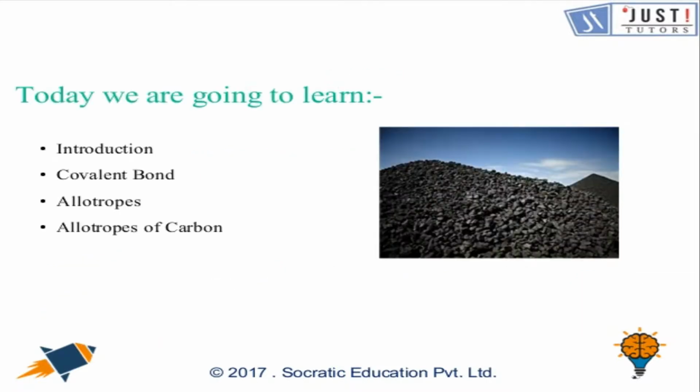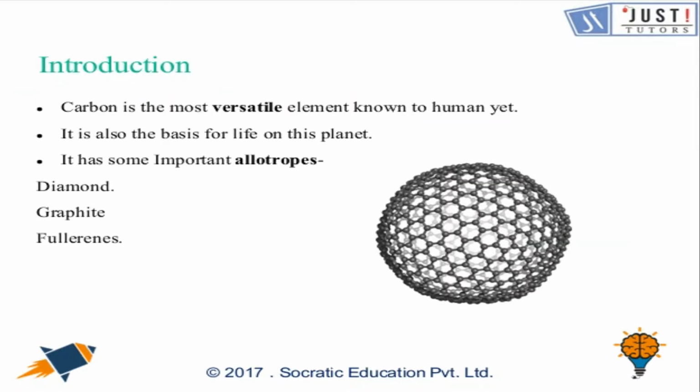So we will discuss carbon, its importance, its different forms, which we call allotropes, and then we will talk about how it makes bonds with other elements, which is covalent bonding. So let's move on. So why are we discussing carbon? Actually, carbon is the most versatile element found. And why is it so?